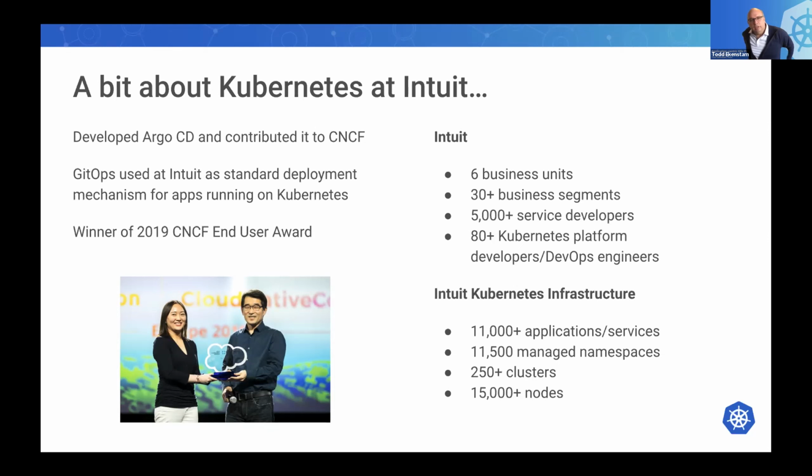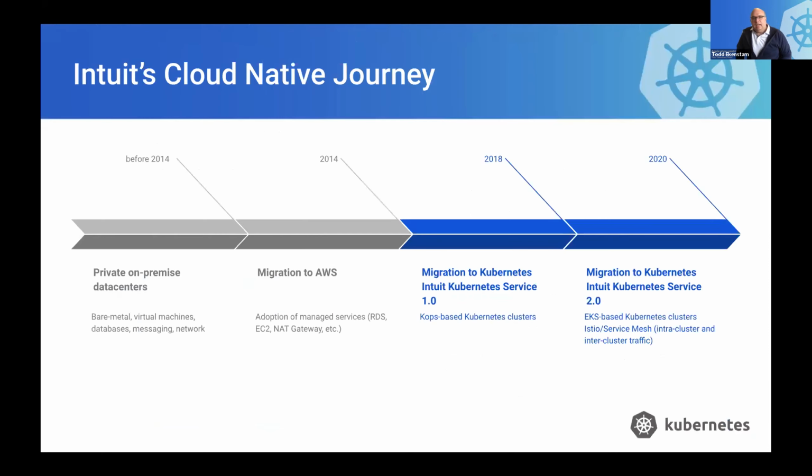We're also the winner of the 2019 CNCF End User Award. You can see there Ed Lee, one of our distinguished engineers, or actually he's a fellow now, I believe, accepting that award. On the right-hand side, you can see the scale that we're talking about. We have over 11,000 applications or services running on Kubernetes. We're managing over 250 clusters using over 15,000 nodes on the back end. I'm sure these numbers are out of date by now, but that gives you a sense of the scope. But that didn't happen overnight.